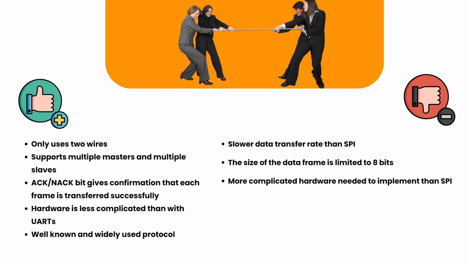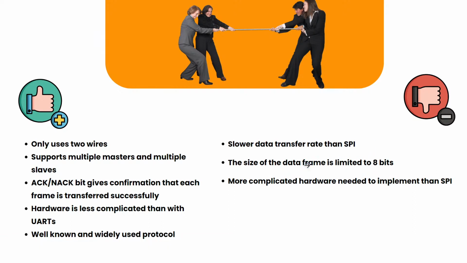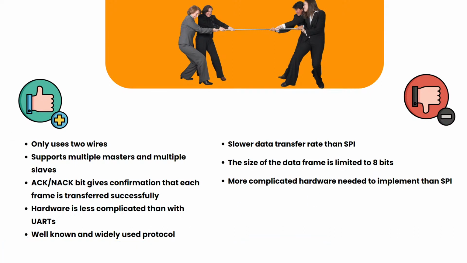So the size of the data frame is limited here. In UART and I2C the data frame is limited, but in SPI there is no data limit. You can send any number of data. And more complicated hardware is needed to implement I2C than SPI. Compared to SPI, it needs more complicated hardware. So this is all about the advantages and disadvantages of I2C.